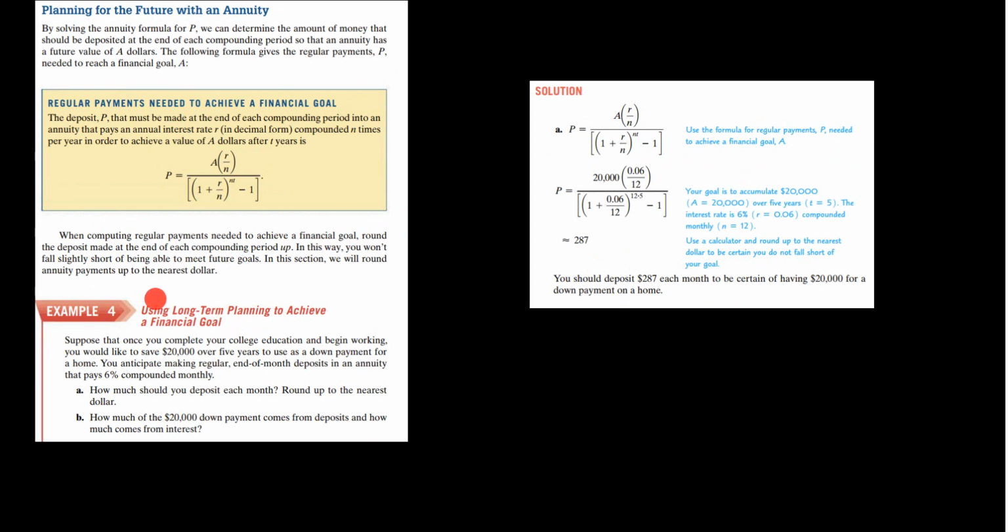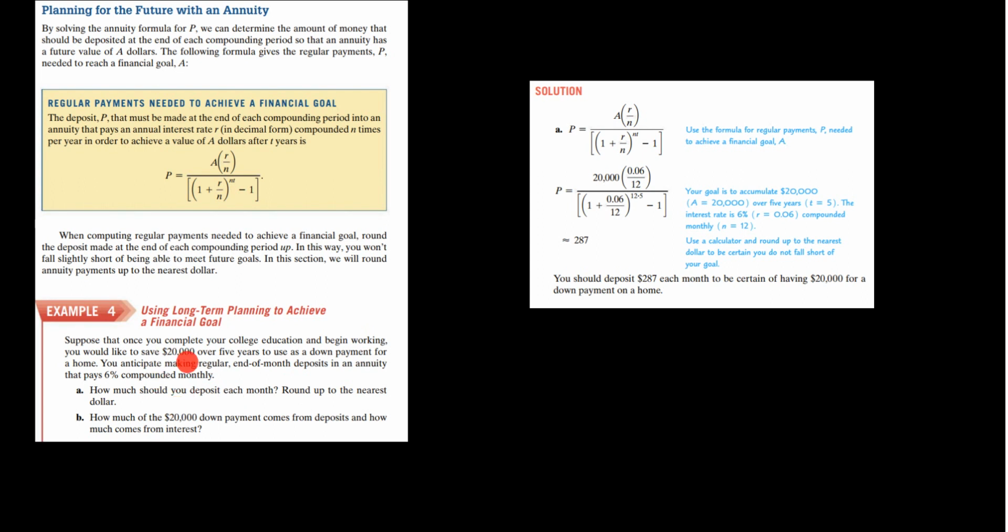So, anyways, example 4, using long-term planning to achieve a financial goal. Suppose that once you complete your college education and begin working, you would like to save $20,000 over 5 years to use as a down payment for a home. You anticipate making regular end-of-month deposits in an annuity that pays 6% compounded monthly. That is insane. So how much should you deposit each month? Round up to the nearest dollar.